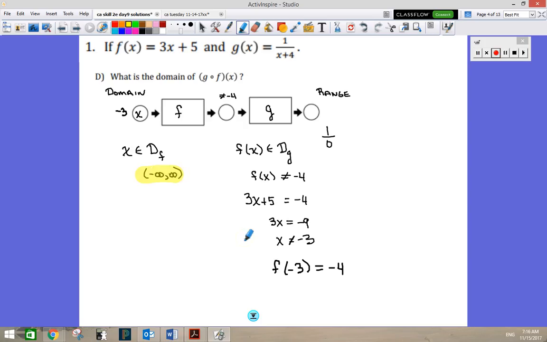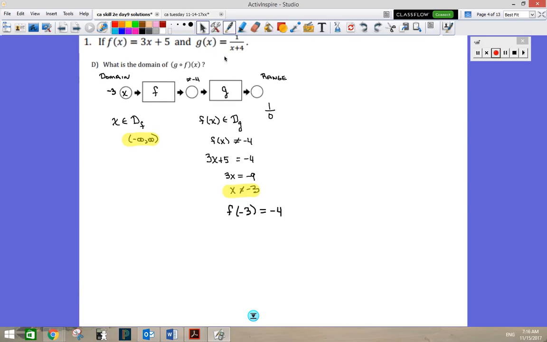You have to have the set of all real numbers. Well, that's easy, that's just the whole number line. And x cannot equal -3. Those two things together just mean that x cannot equal -3. So our domain of g composed with f is all real numbers excluding the number -3.